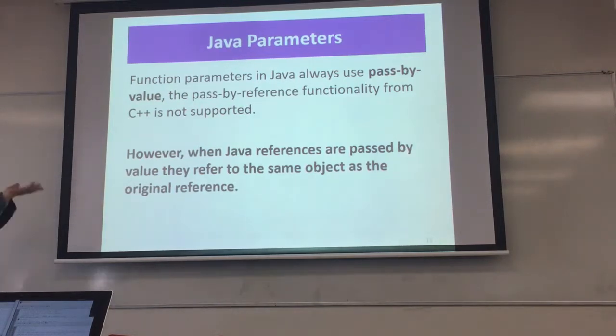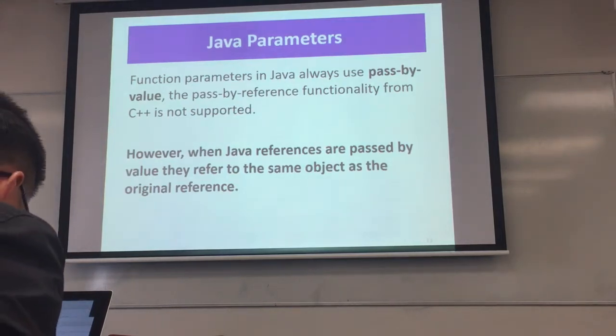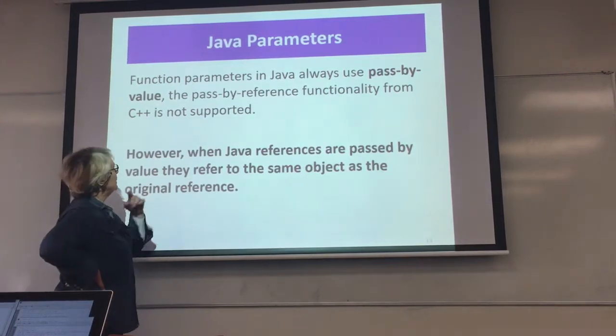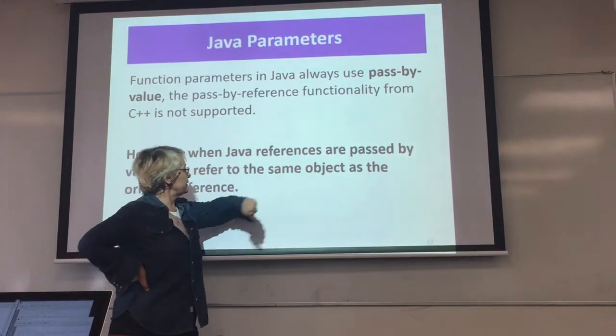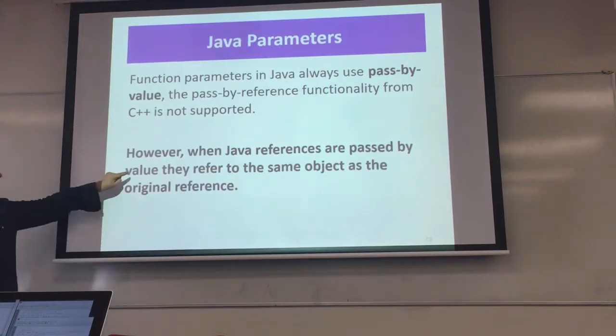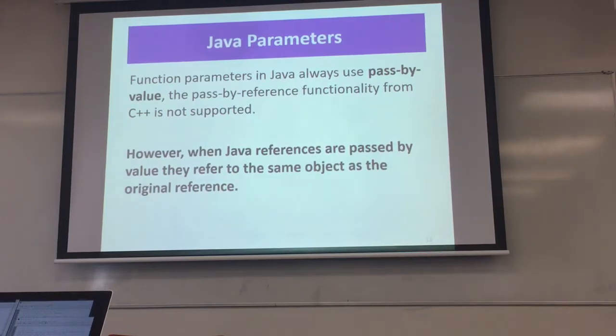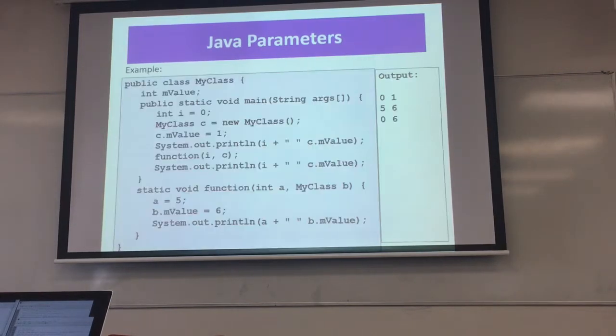Pass by value I talked about. C++ pass by reference is not available. Java references are passed by value because they work with addresses, they copy the address, so we have the same object, the original object used inside the function. And here you have an example.